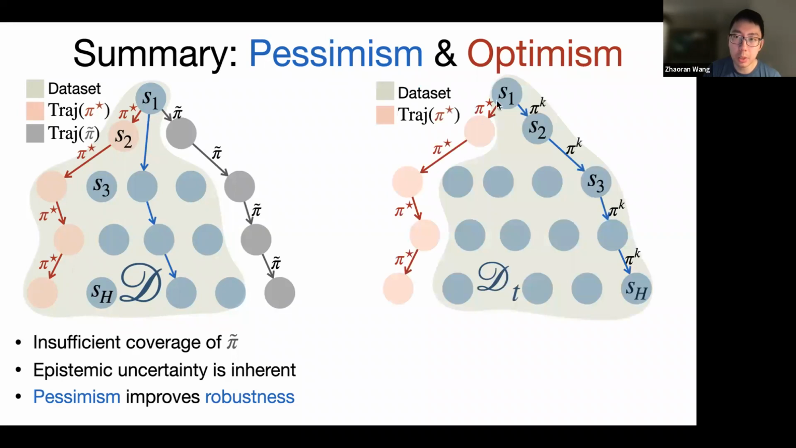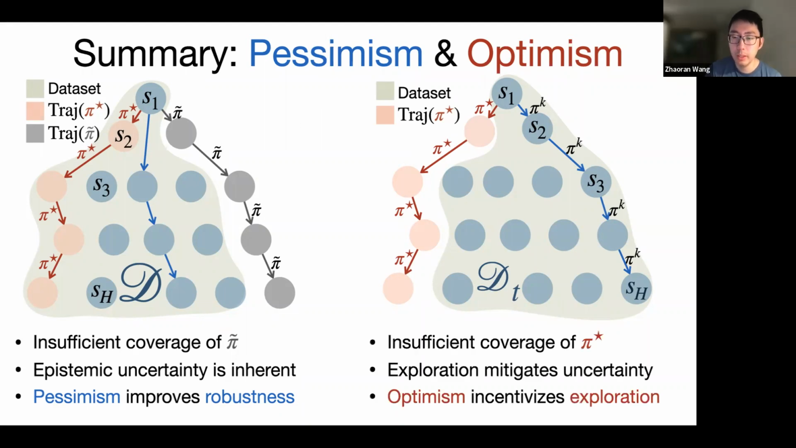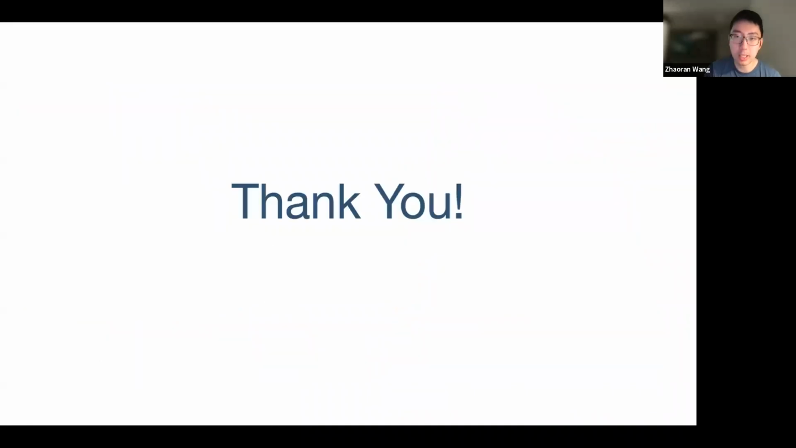In the online setting, the situation is kind of the opposite. When you start from scratch, your data set does not cover the optimal trajectory. Then you want to move your data set towards the left, right, to cover better trajectories to help learning. And at each time, your data set would change. So there we're dealing with the issue of insufficient coverage of the optimal policy, and we want to do exploration to minimize this uncertainty. We want to go to the places that are less observed in your data set. So we're using optimism to incentivize exploration. So that's the general picture.